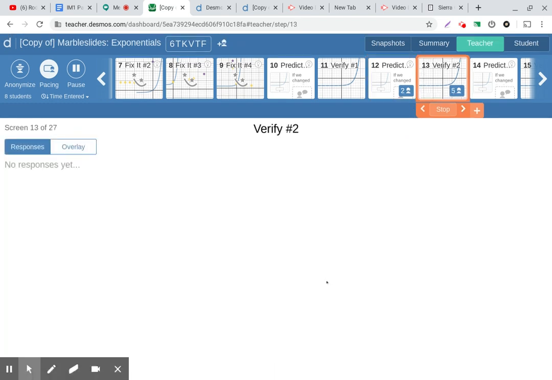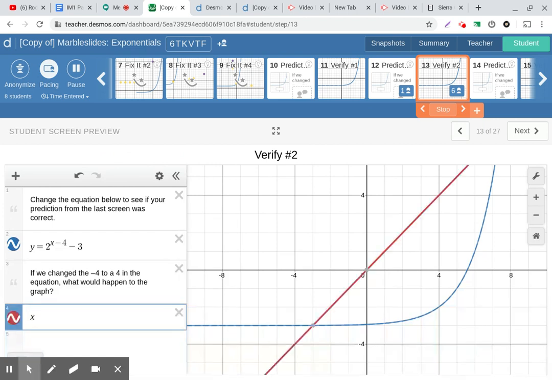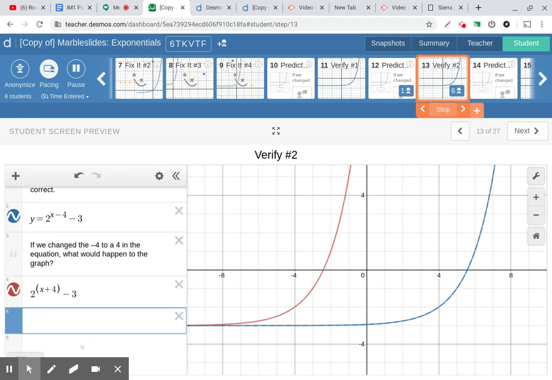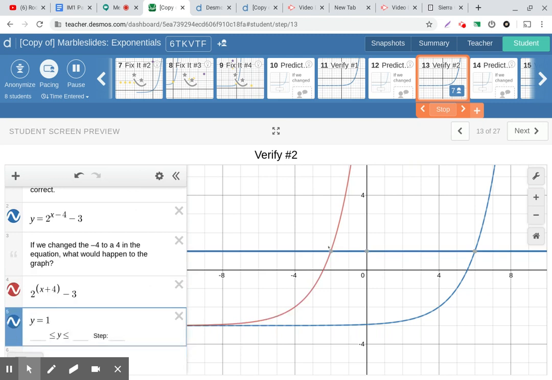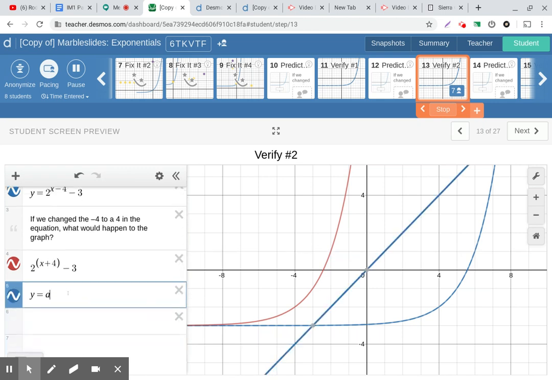All right, go ahead and verify that. Watch. Go ahead and type it. And on this one, type this function underneath: type 2 to the power of parentheses x plus 4 close parentheses minus 3, and then put an equation, put y equals 1, and see how these 2 points, they're 8 spots to the left. You could even put y equals a. Oh, not a. Let's put b.